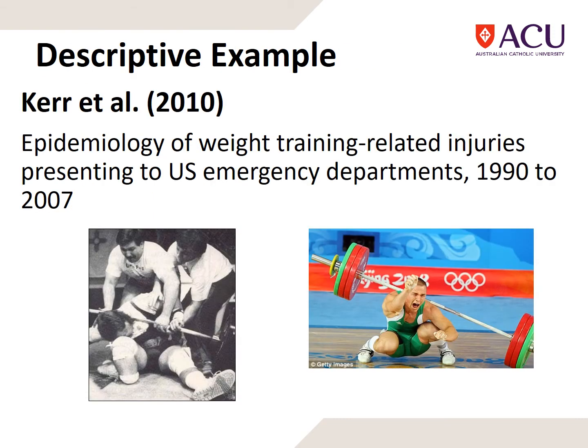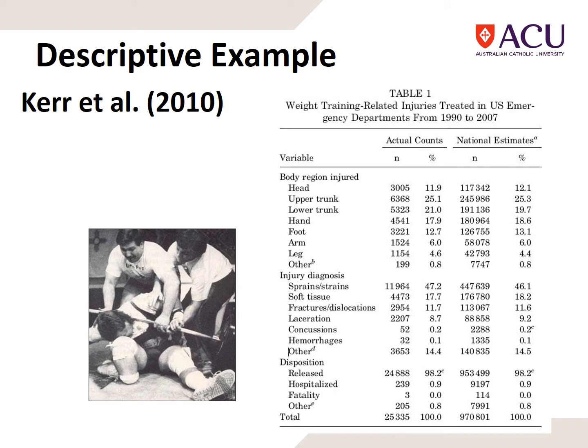So this one's a really interesting case of descriptive statistics in play. It's looking at the epidemiology of weight training related injuries presenting at US emergency departments. So any injuries that were presented from free weight activities, whether in a gym or home gyms, presenting to a large number of US emergency departments over that period of time. And you can see from the table here the sort of numbers they've got. You can see thousands and thousands of cases presented to emergency wards, and you've got your actual counts from a smaller sample, and then national estimates based on that.